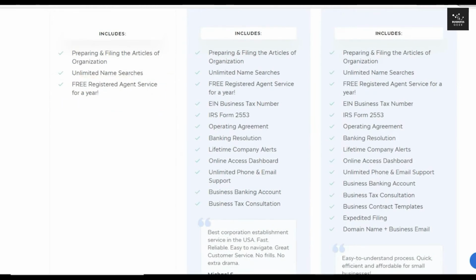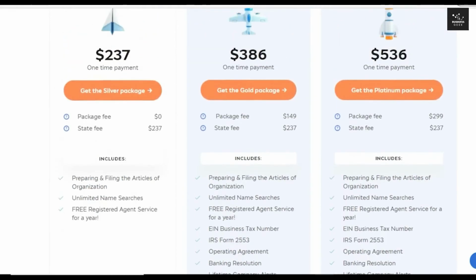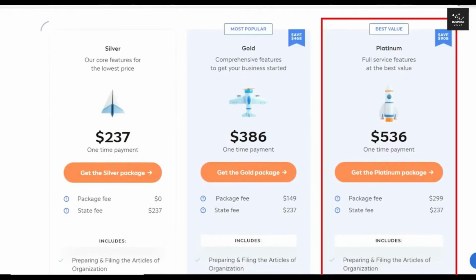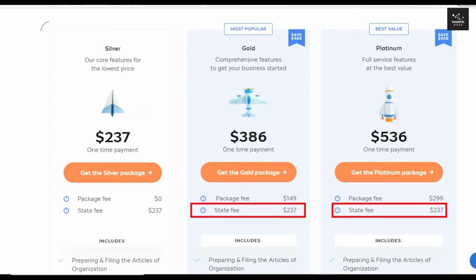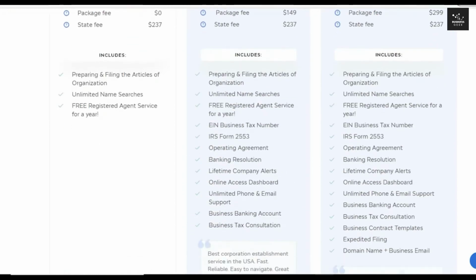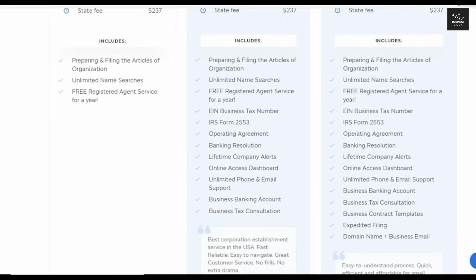IncFile's next packages are the Gold and Platinum packages, which both have package fees already on top of the $237 state fee. Each package has its own set of services which are all worthy of the subscription you are paying for. The Gold package offers you the benefits of filing reports and taxes for your LLC. Every year, USA LLCs are required to file a state annual report. This report is essentially an information update of your file so that the state knows who is now in charge and how to contact your company.